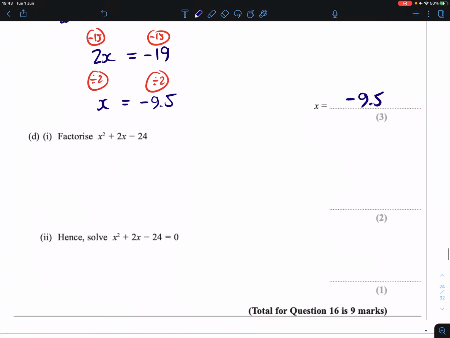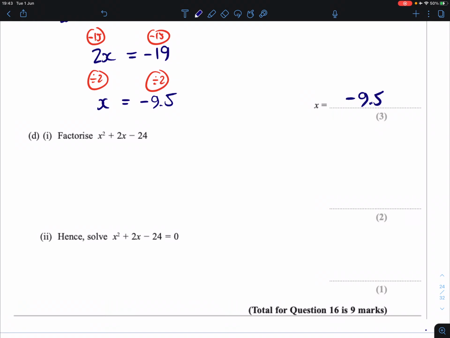D, part 1. Factorize x squared plus 2x minus 24. Trying to factorize, we need to put things in brackets. First step would be to look for something in common with them all. There's no number here, so there's no number that's going to come out. Well, there's a 1, but dividing by 1 doesn't do anything, so there are no numbers that are going to come out as a common factor, and there are no letters here, so we have no common factor that exists.